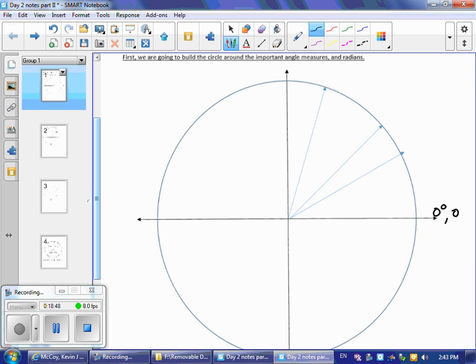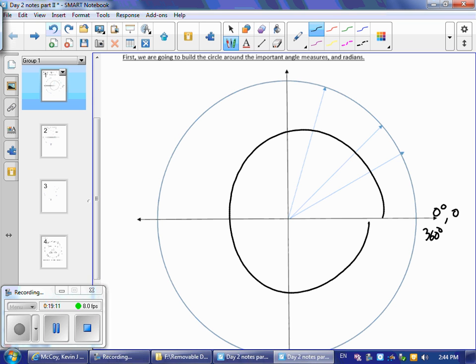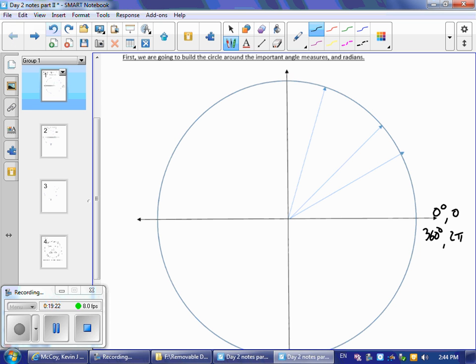We also should know that one full circle all the way around, clockwise or counterclockwise, doesn't really matter, but counterclockwise is actually the typical way we go, is 360 degrees. So I'll start and I'll end at exactly the same spot. Start here, go all the way around. You don't have to draw that. I'm going to actually erase mine. And 360 degrees, we've already said, is 2 pi radians. Okay, well likewise, we should know half a circle is 180 degrees.